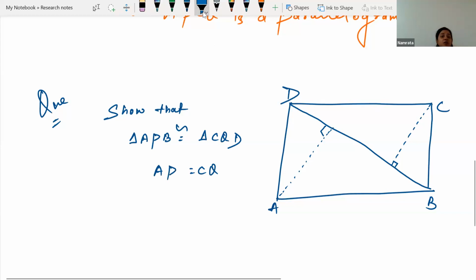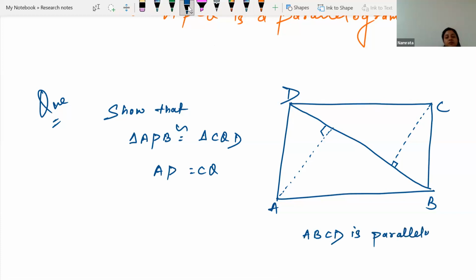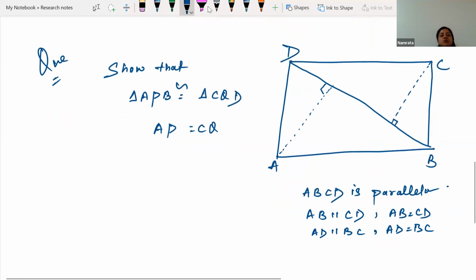One piece of information we already have in hand is that ABCD is a parallelogram. So opposite sides will be parallel and equal. Since ABCD is a parallelogram, we can say AB must be parallel to CD, and AB and CD must be the same. We can also say AD must be parallel to BC, and AD and BC have to be the same. Now let's see how to prove the congruency.